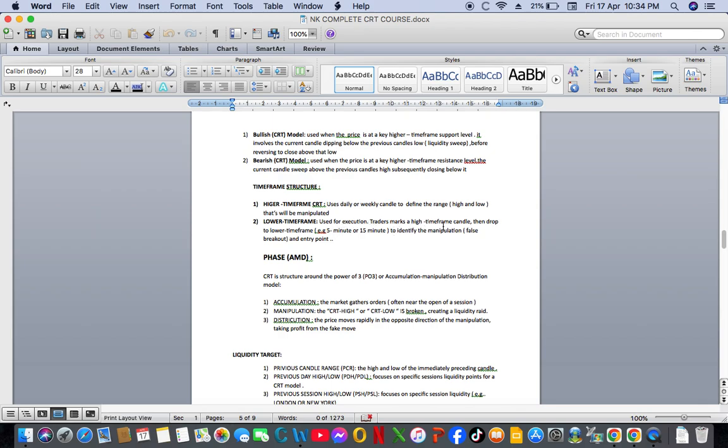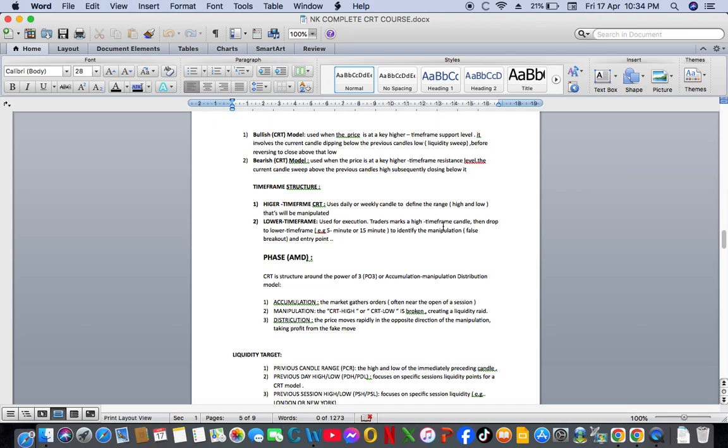Once you have identified your draw on liquidity based on your higher time frame, the lower time frame now is for execution. So if you have marked your range high and your range low, you want to come to the lower time frame to start looking for entry models, internal range liquidity, where you'll be looking at your POI to enter your trade and stuff like that. So now let us go to the next. What is the next we have?